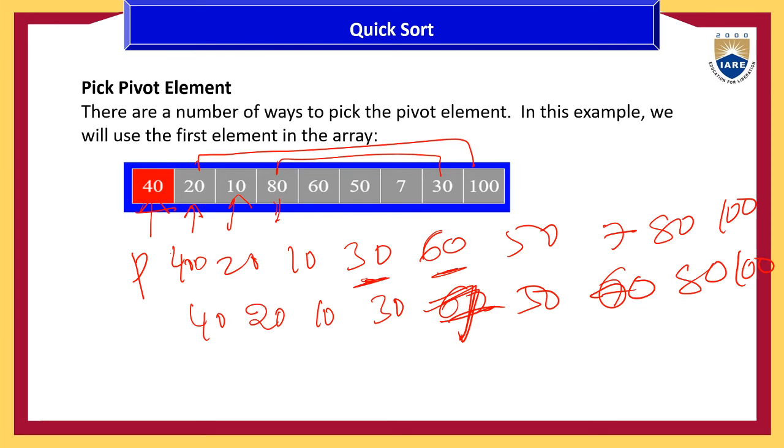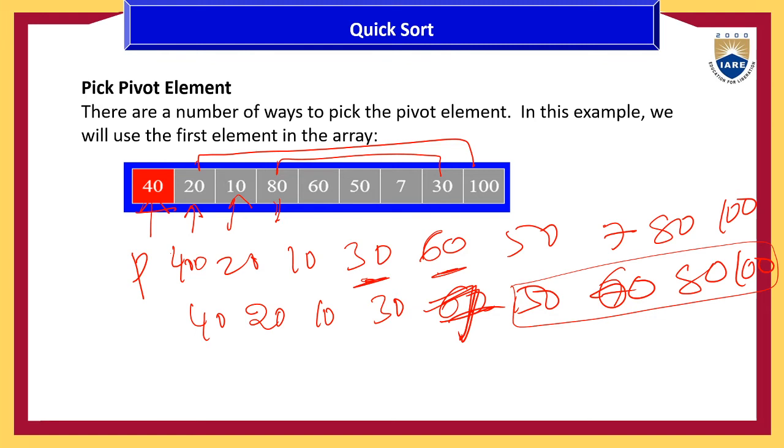Now observe that we compare this 7 with 50, 60, 80, 100. Is 7 less than 100? Yes. 7 less than 80? Yes. 7 less than 60? Yes. 7 less than 50? Yes. Now you observe that the right subarray is in increasing order. Now we come to the left subarray.